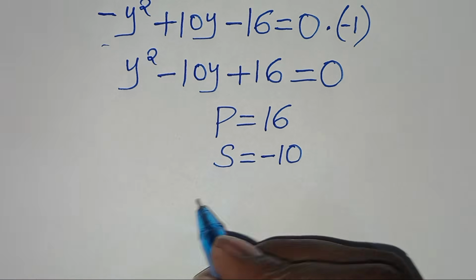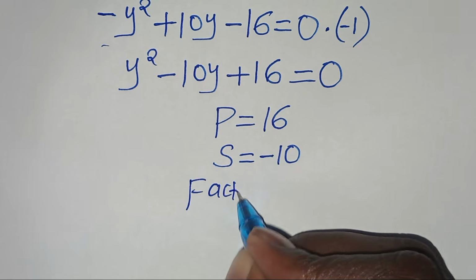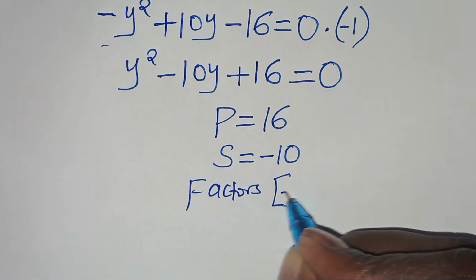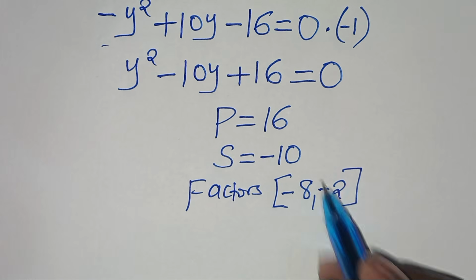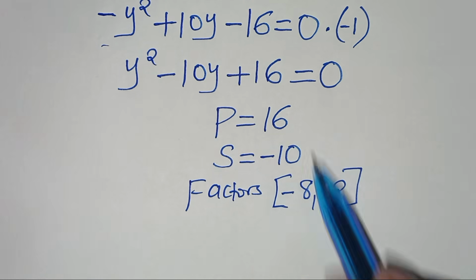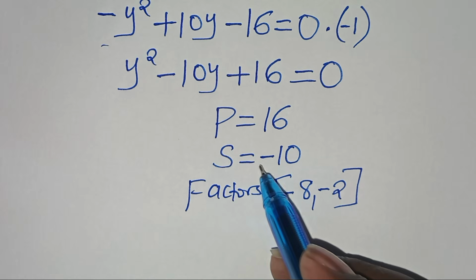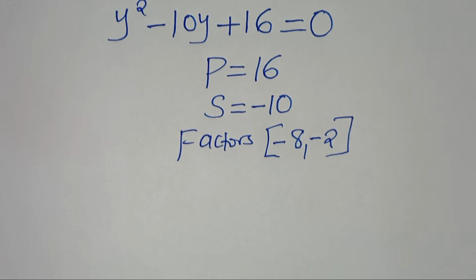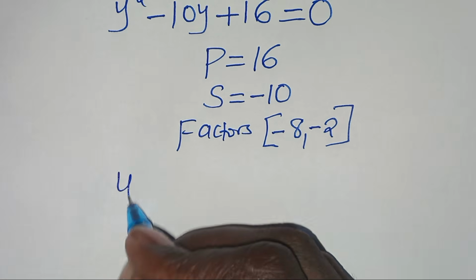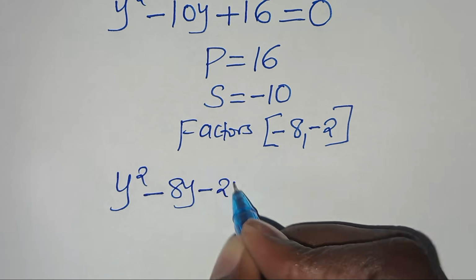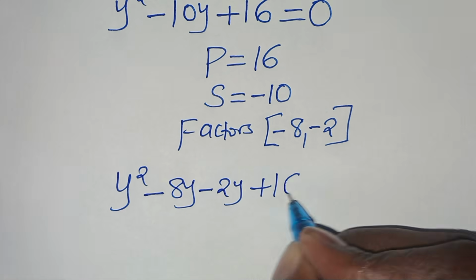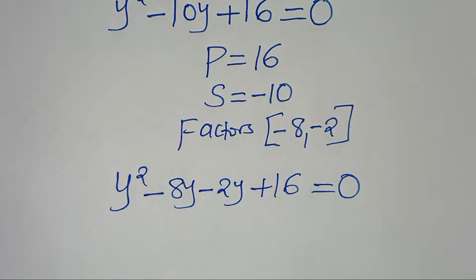So we can identify two factors here, that is negative 8 and negative 2. Negative 8 times negative 2 is 16. Negative 8 plus negative 2 is negative 10. So let's substitute these two factors. We have y squared minus 8y minus 2y plus 16, which is equal to 0.